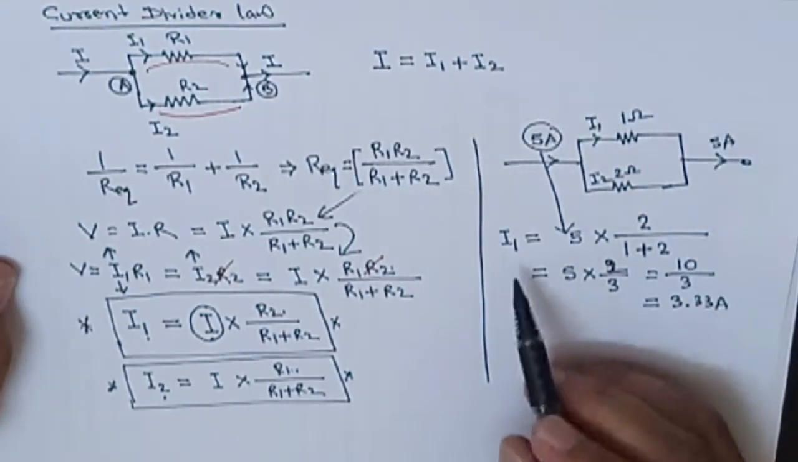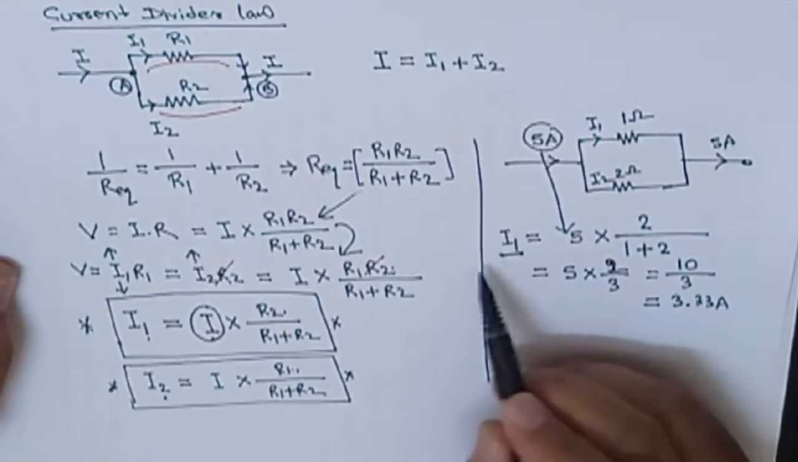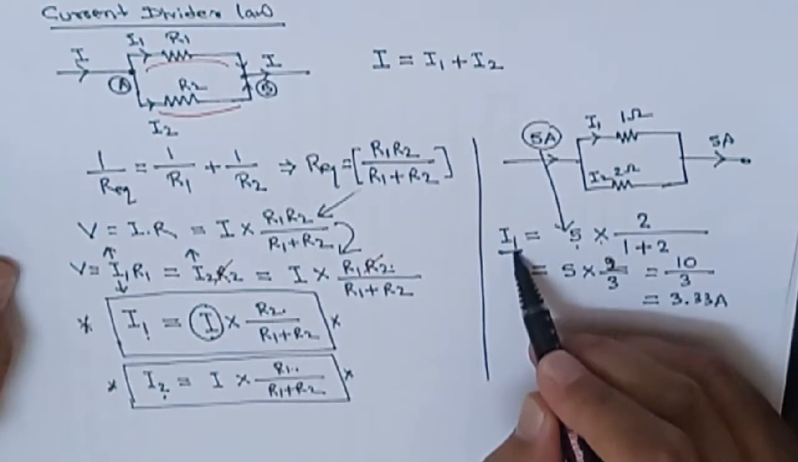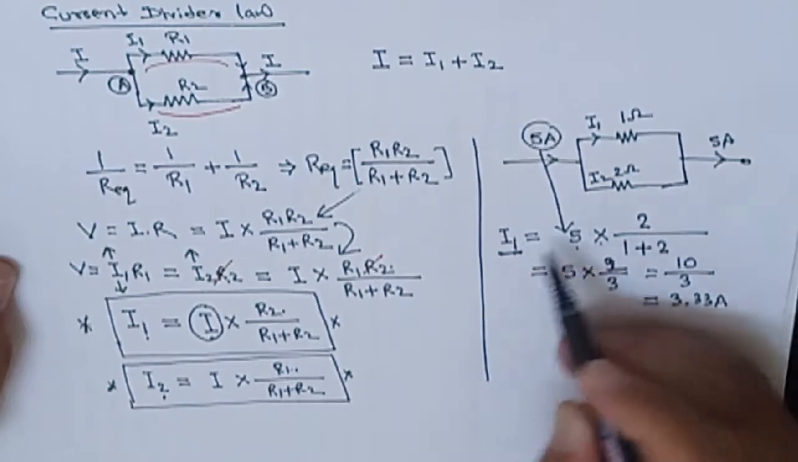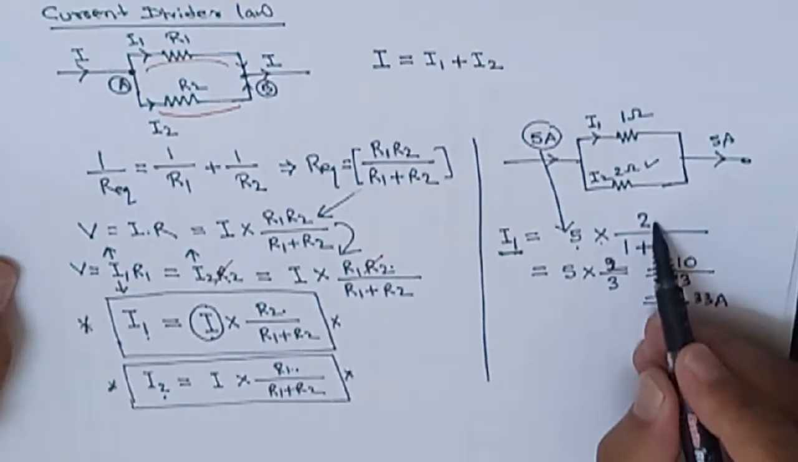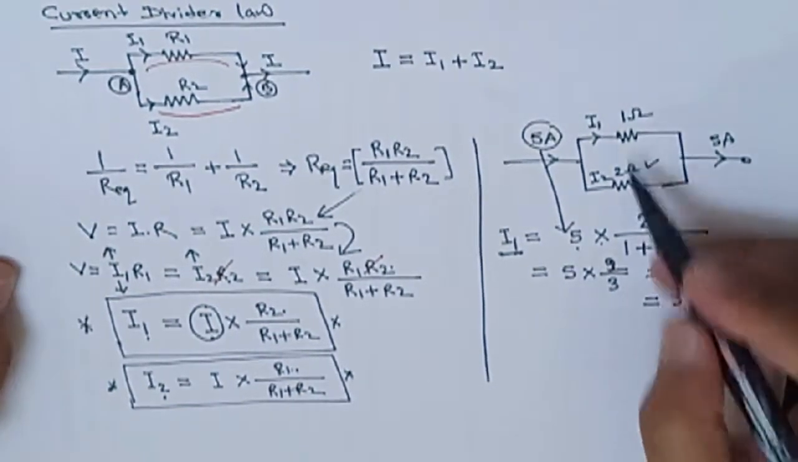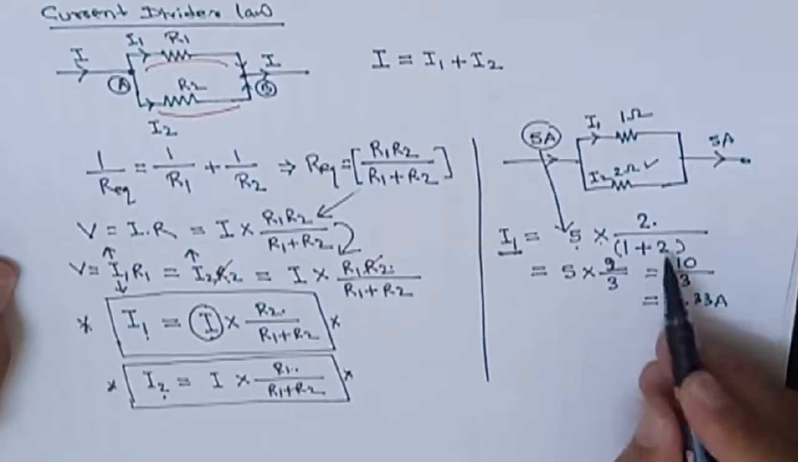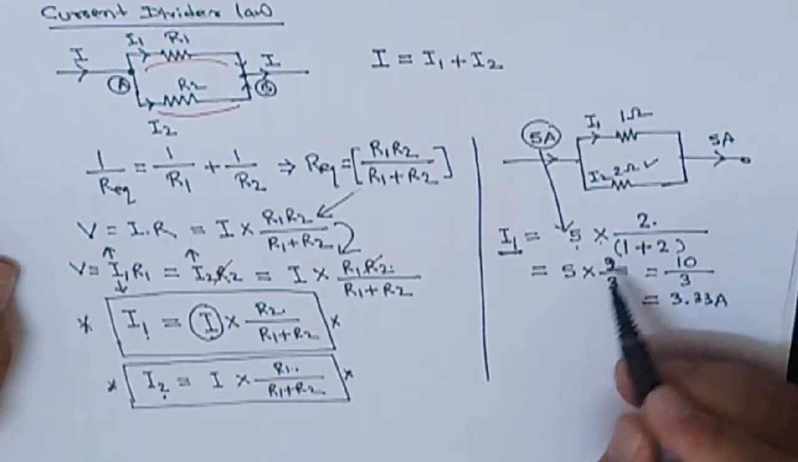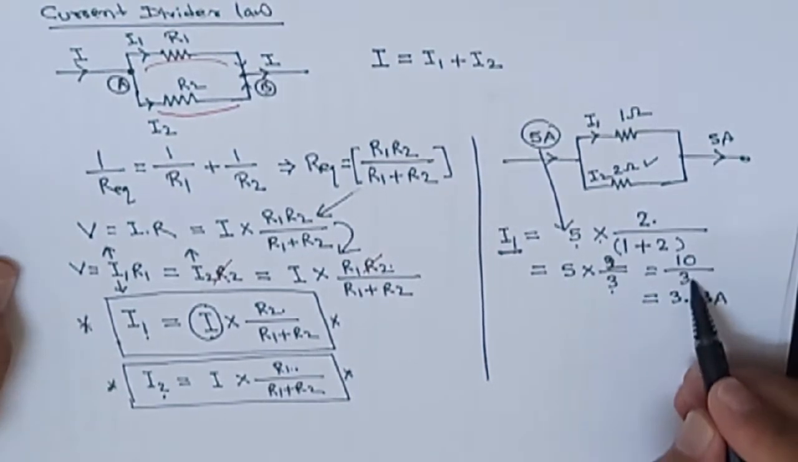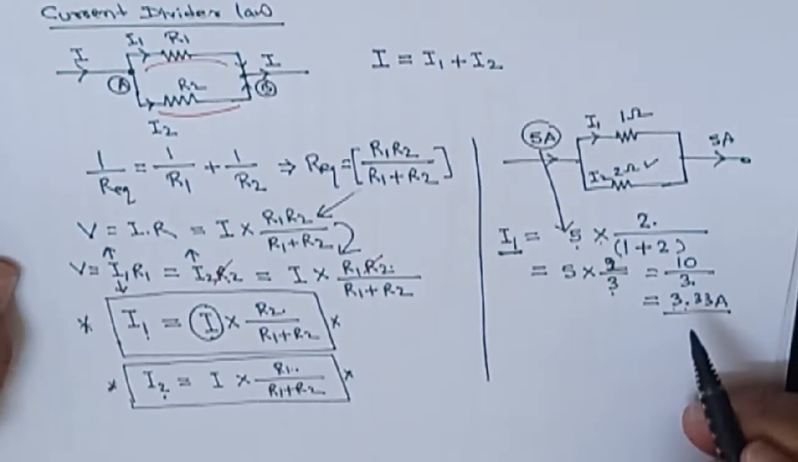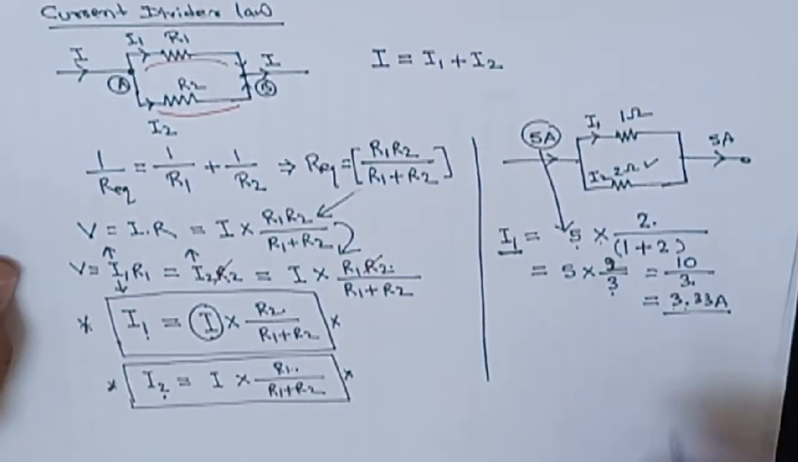Now here you check, as per the formula, we are going to find I1. So 5 ampere should be here, multiplied by the opposite resistance, 2, so you put 2, and down we have to put the addition of the resistances, 1 plus 2, which equals 3. So 5 into 2 is 10, divided by 3, so 3.33 ampere. How easy this is. It's very easy to solve.